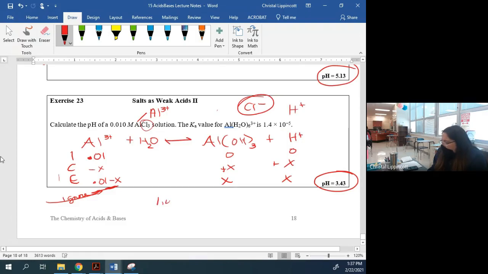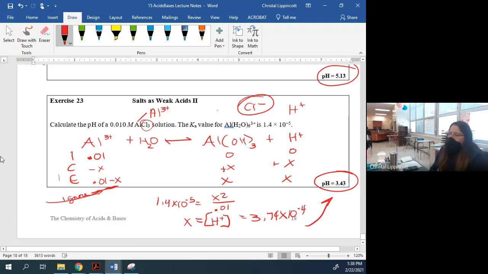So 1.4 times 10 to the minus 5 equals x squared over 0.01. When I calculate for x, that's going to equal my hydrogen concentration. And when I do that, I end up with 3.74 times 10 to the minus 4. Take the negative log of that, and I end up with my pH. Easy?